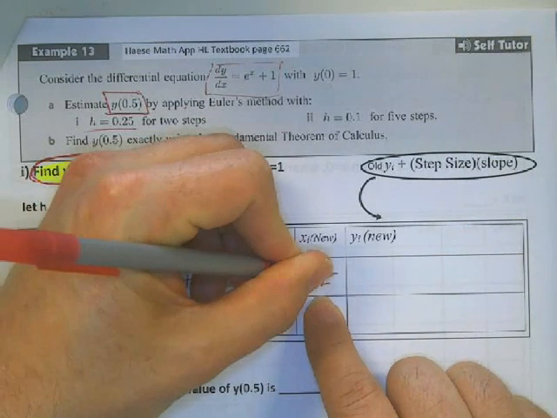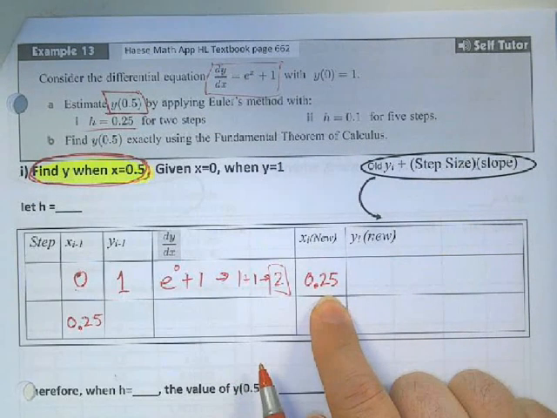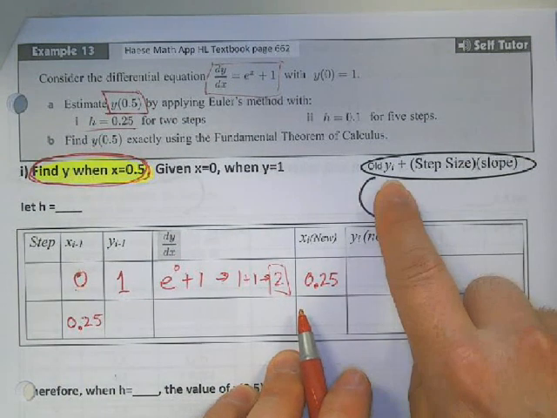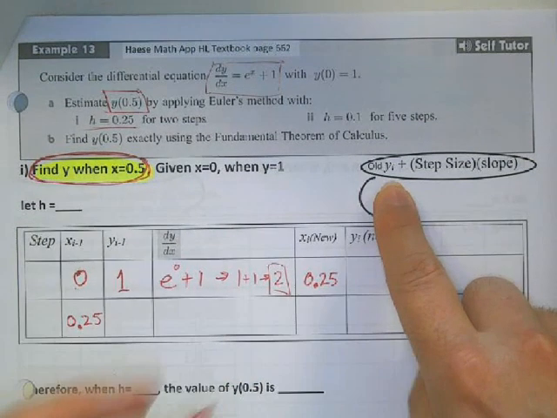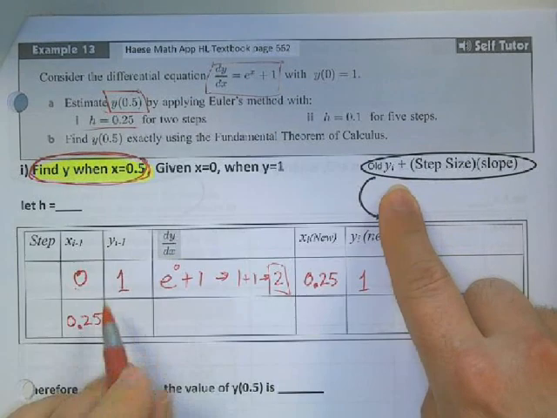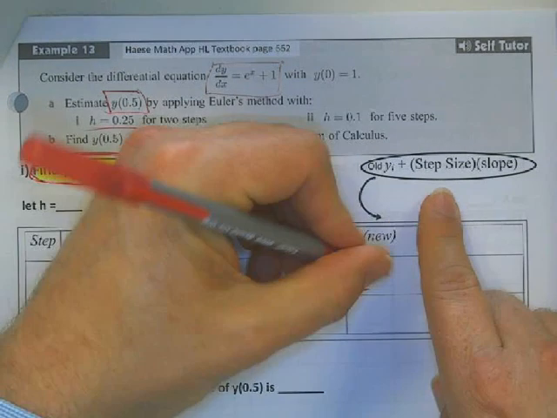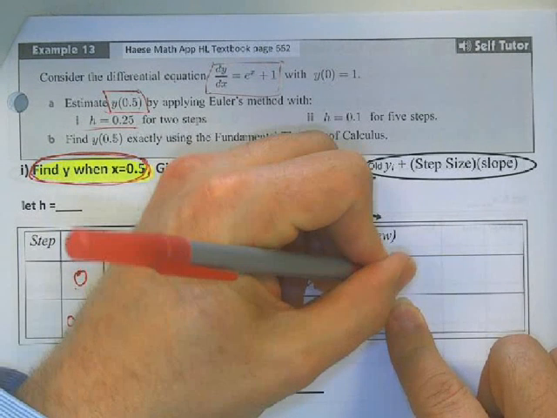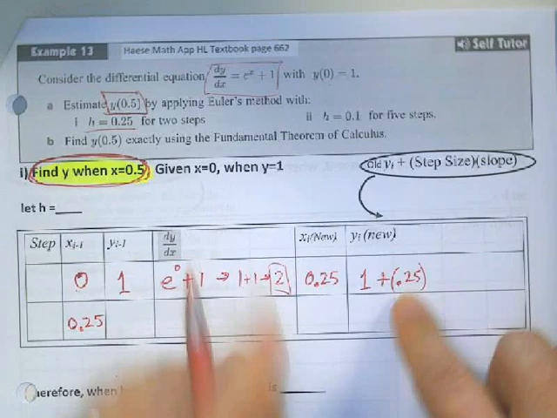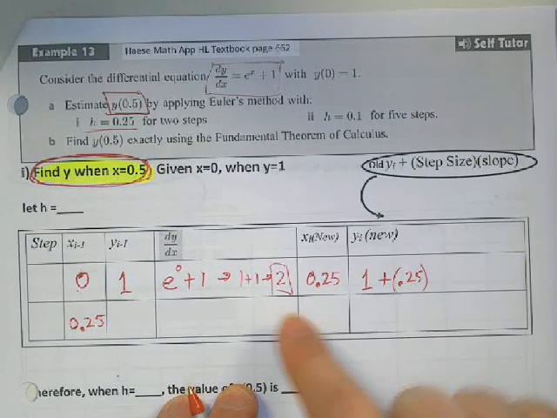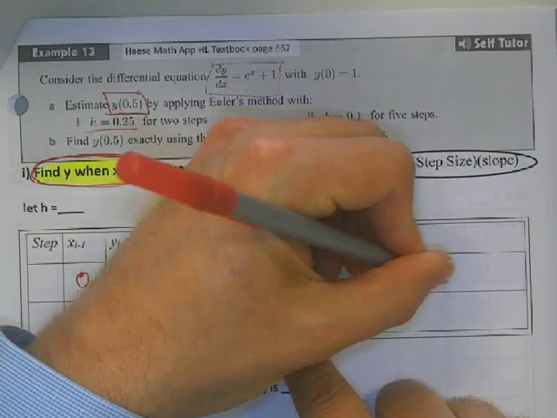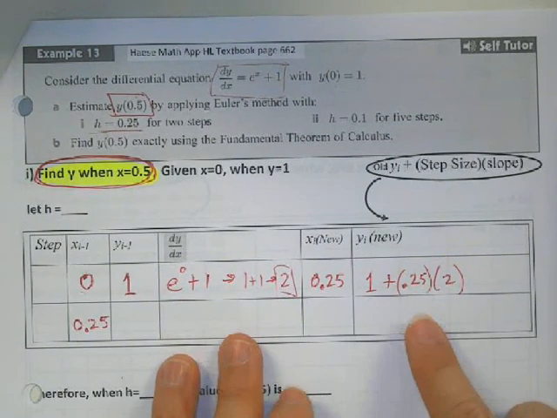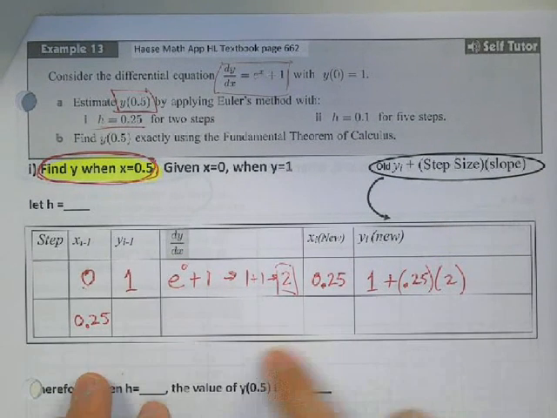So my new x value is going to be 0.25, and the new y value is you take the old y value of 1, plus the step size, which is 0.25, times our slope, our derivative formula, which is 2. Now, if you don't understand what I'm doing and why I just did this, watch Miss Castro's video, because she explained why we're doing what we're doing.